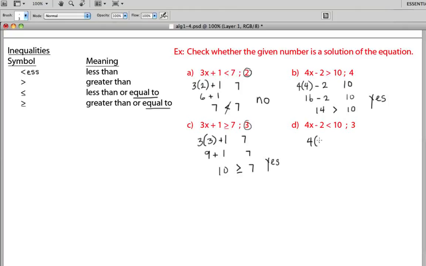Finally, I'll plug in this 3 for x over here. 12 minus 2. Bring down the 10. 12 minus 2 is 10. Finally, I'm going to bring this symbol down here. Is 10 less than 10? No, it is not. So that is the answer.